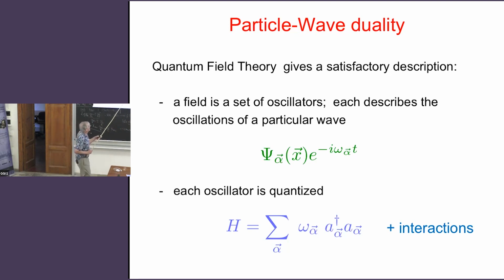So these are my waves. This is the time dependence, as you know. And each oscillator is quantized. So the Hamiltonian, so it's actually very simple as an idea, is the sum of the energies in each wave times an occupation number, and then there can be interactions in principle.